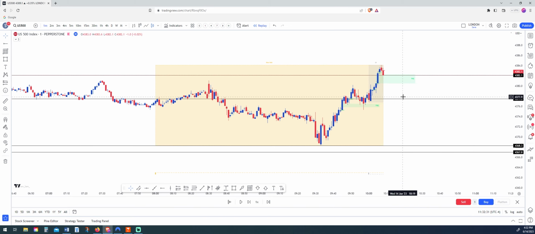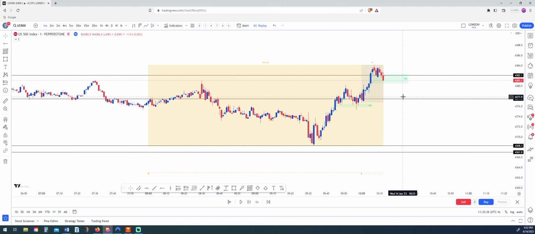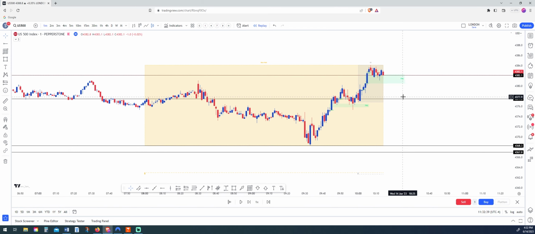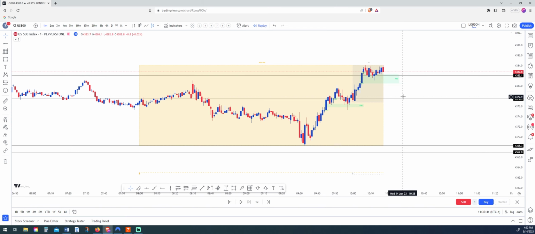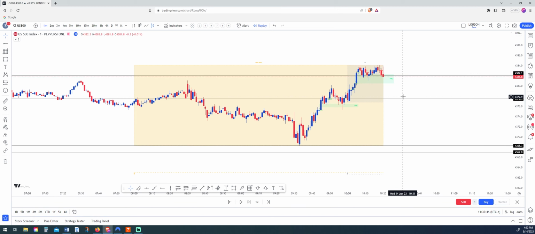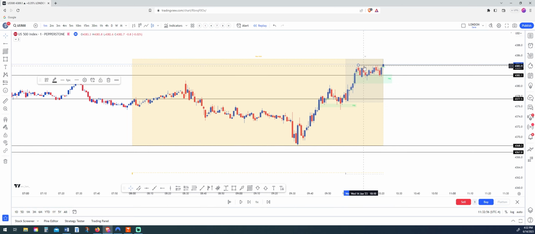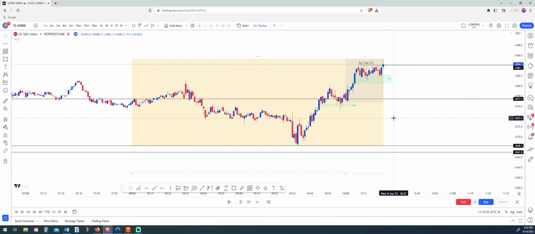We're essentially going to be reverting now to the ICT 2022 mentorship model, looking for a break of structure with displacement to get me into a short position. So we're consolidating above the high at the moment, so it's not a clean rejection from the high. Still consolidating. Okay, so we had some nice equal highs put in here from buy side. So very short term, but we had equal highs here and we've just swept those highs now with this latest bullish candle.